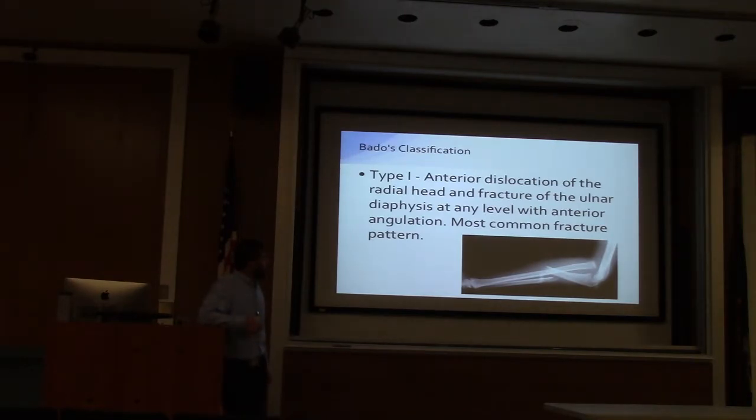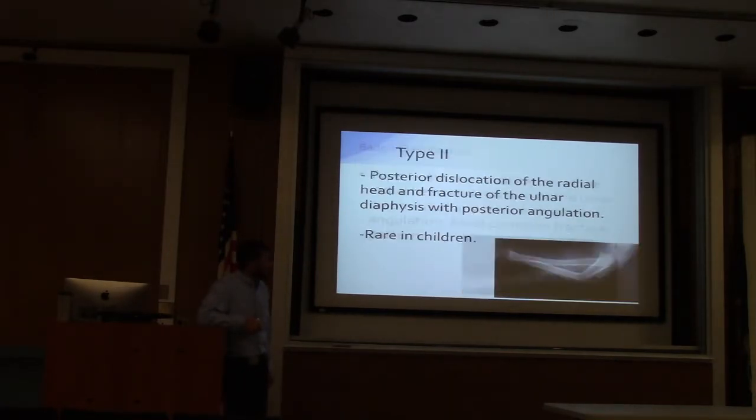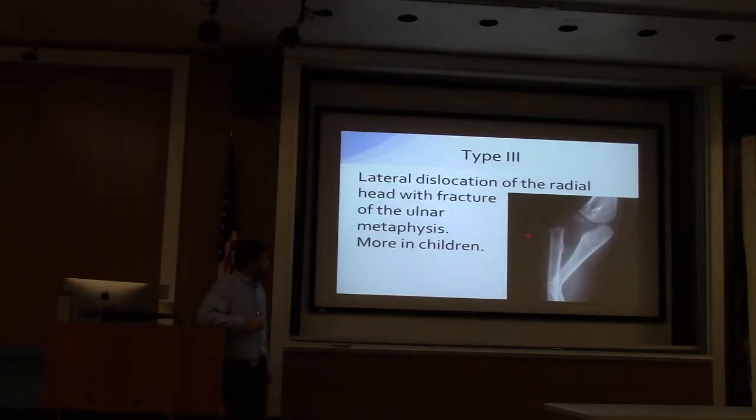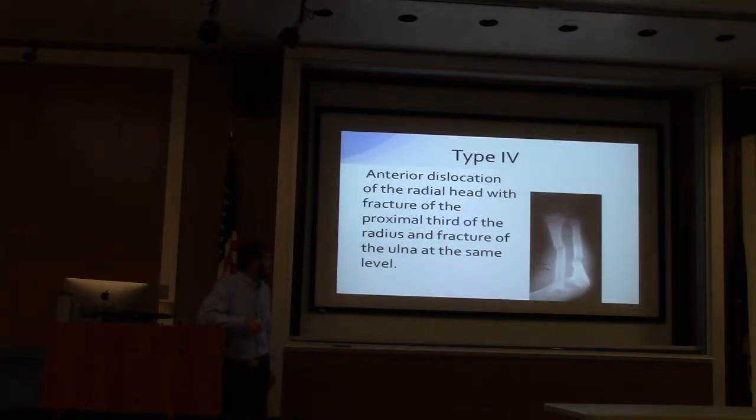Type 1 is anterior dislocation of the radial head with anterior angulation of the ulna. Type 2 is posterior dislocation of the radial head with posterior angulation, which is very rare. Type 3 is lateral. Type 4 is anterior dislocation of the radial head with fracture of both radius and ulna.